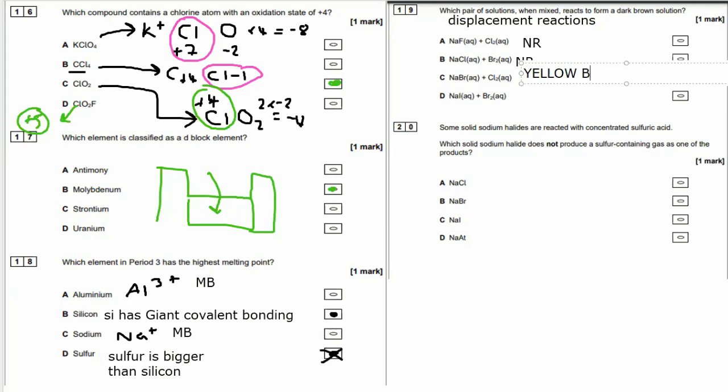And then in this final one, we've got bromine plus sodium iodide. Bromine is more reactive than iodine, so bromine will displace the iodine. And of course, you know from your biology, your starch tests and all that business, iodine is a brown solution when it's in water.